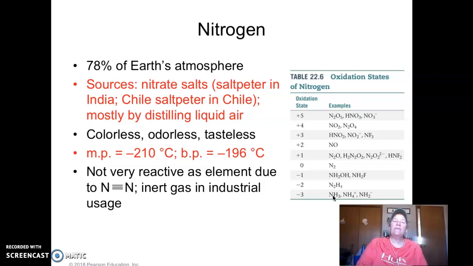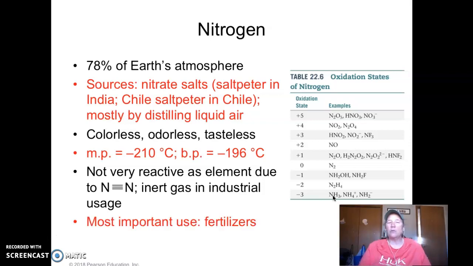Okay. It forms a triple bond. So it's very unreactive. Oxygen forms a double bond, so it's kind of reactive, but nitrogen's even stronger because with a triple bond, it would take more energy to break that bond. So it's very inert. In other words, it doesn't react. Once you get N2, it doesn't react very much.